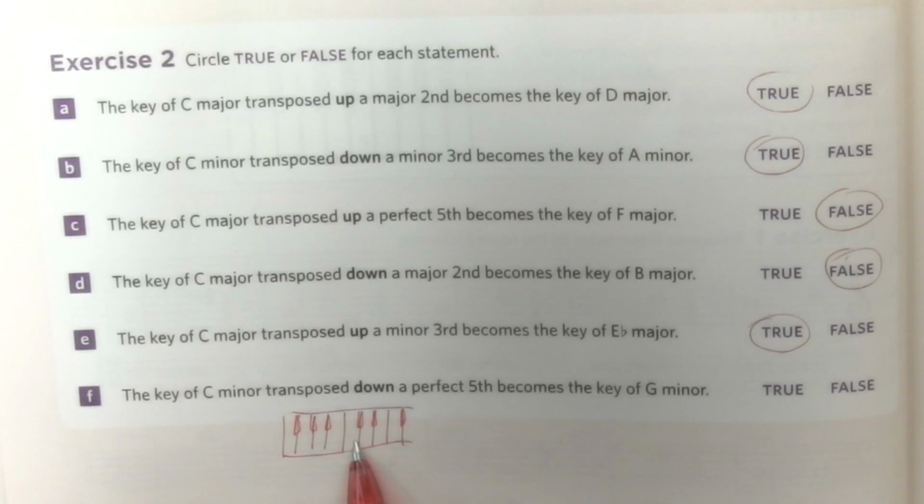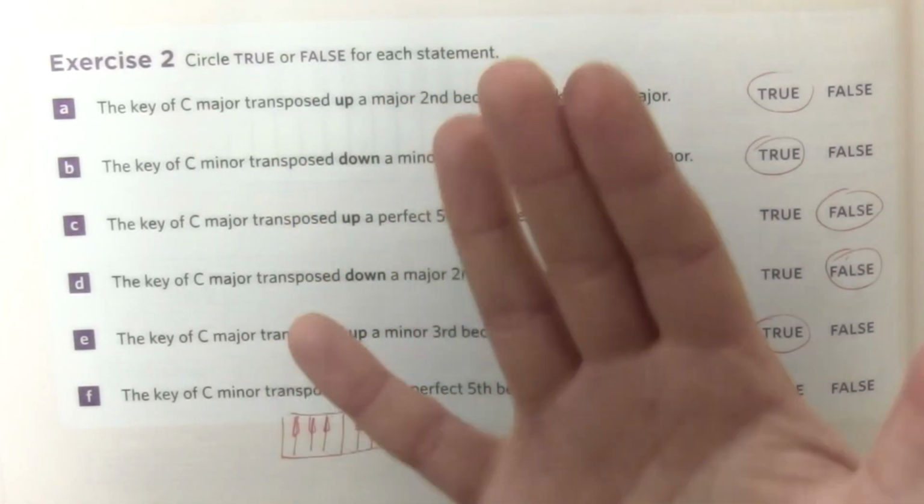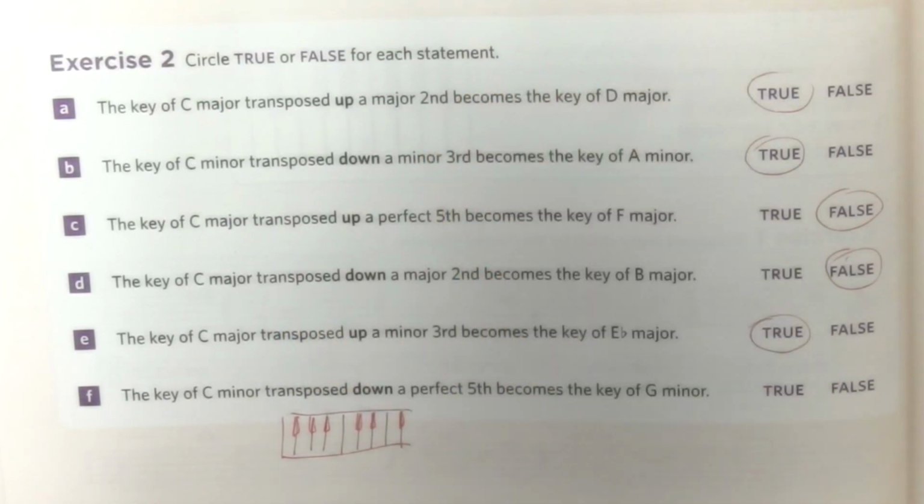C minor down a perfect fifth becomes G minor. Now a perfect fifth from C is do, si, la, sol, fa, F minor. So it's not G minor. G minor is a fourth down, same as this. So it's false. And that was very quick.